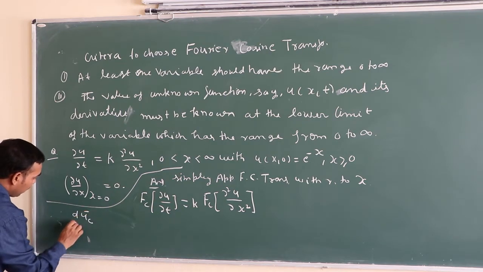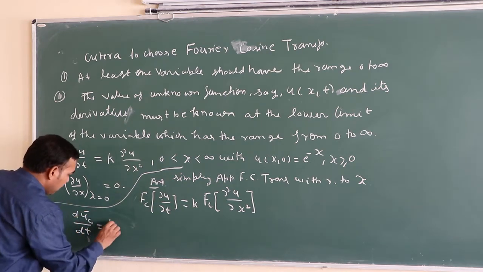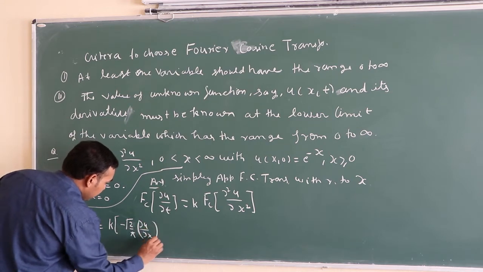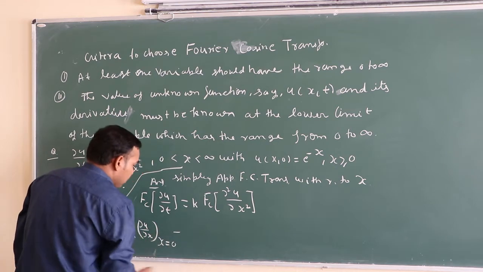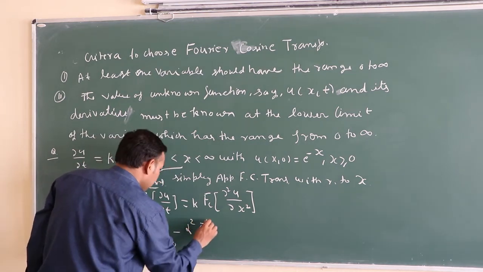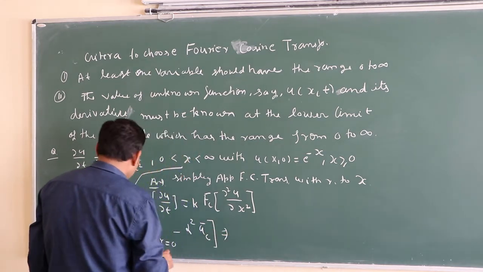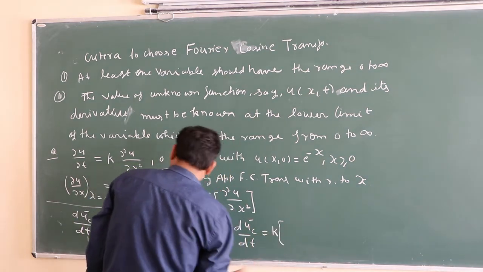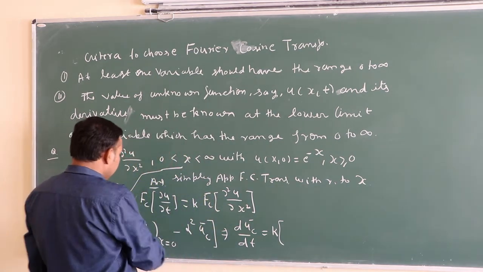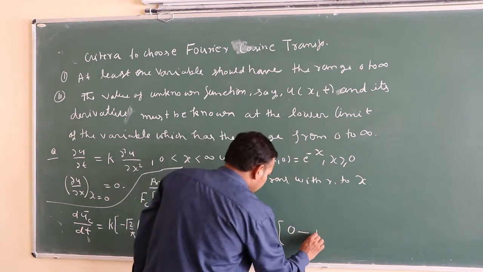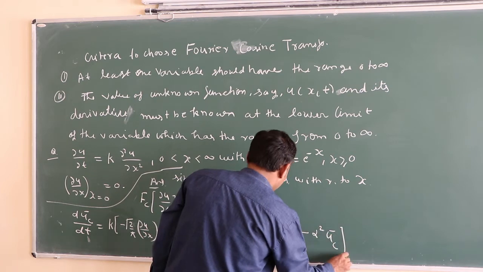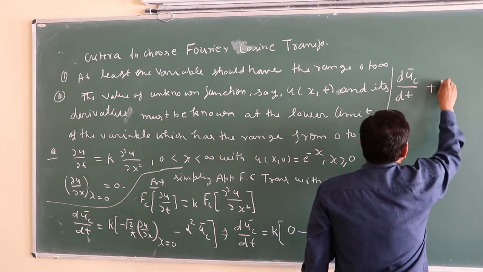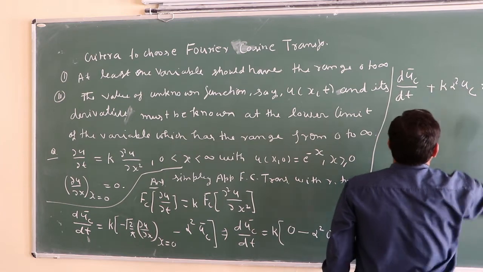d(u_c bar)/dt equals minus square root of 2 upon pi times ∂u/∂x at x = 0, minus alpha squared u_c bar. This implies we can write d(u_c bar)/dt equals k times, with ∂u/∂x at x = 0 being 0, minus alpha squared u_c bar. That is, d(u_c bar)/dt plus k alpha squared u_c bar equals 0.